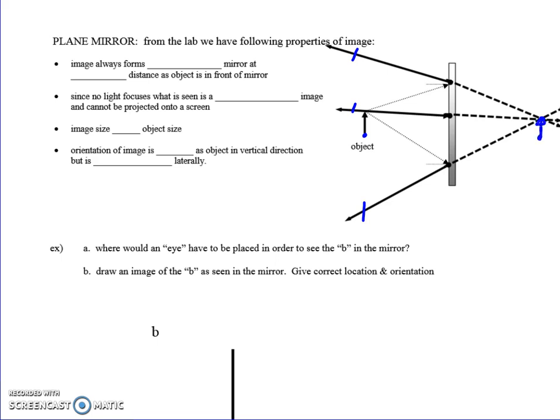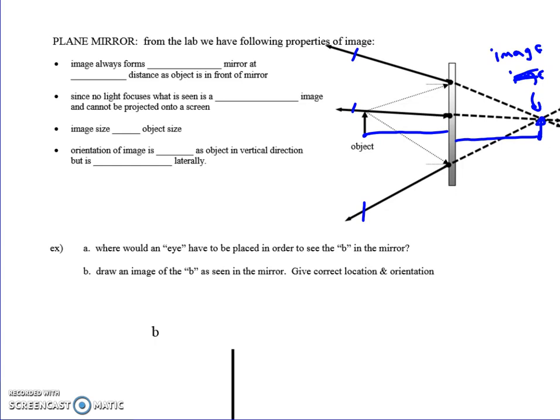And the key thing we want to understand about the image, so here's the image, is that it appears inside the mirror. And if we were to measure the distance of the object to the mirror and the distance from the image to the mirror, we should find they're the same distance. That looks pretty good to me. And if you look at the size of the image versus the size of the object, they look pretty close.